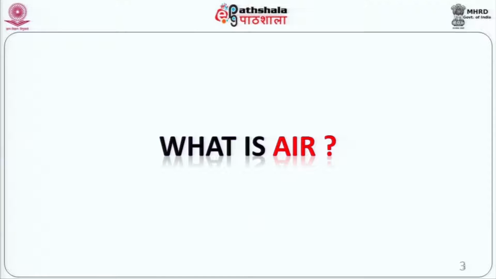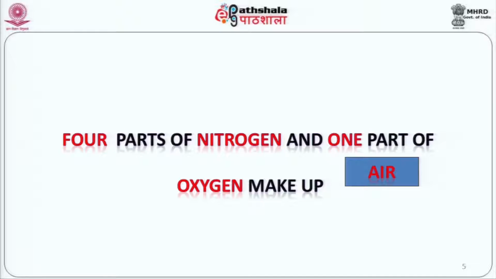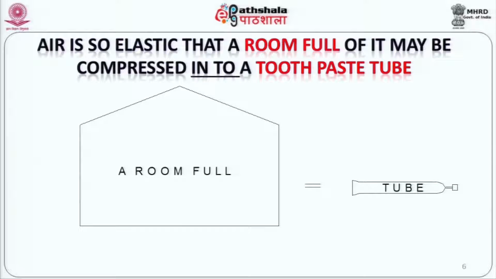Let's examine what is air. To a physics student, air is very simply a mixture of oxygen and nitrogen. In percentage, one might say it is 4 parts of nitrogen and 1 part of oxygen, 80%, 20%. Now, the most important characteristic of air is that it's highly elastic in nature. Elastic in the sense that if one had a room full of air and he were able to compress it, he could perhaps put it into a small tube which is like a toothpaste tube. So just imagine the kind of elasticity we are looking at.